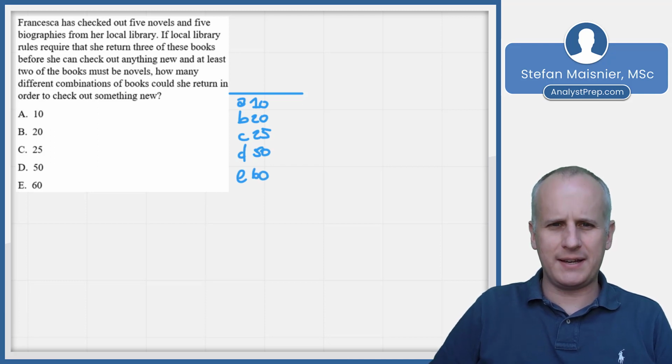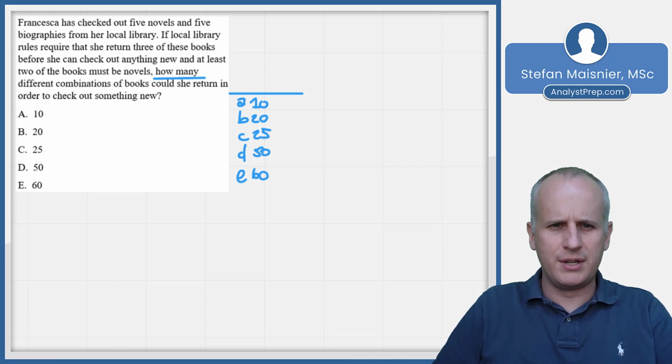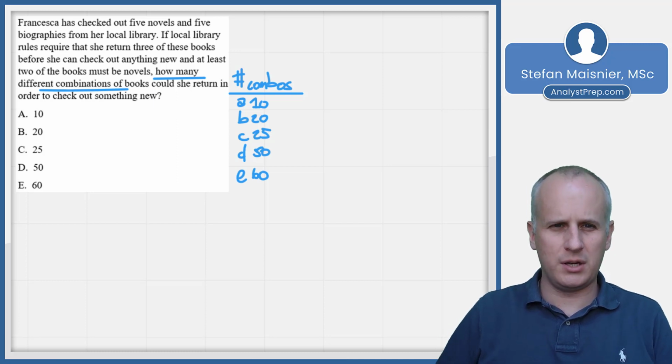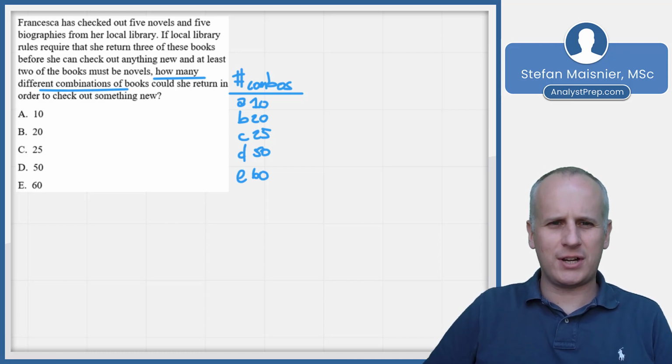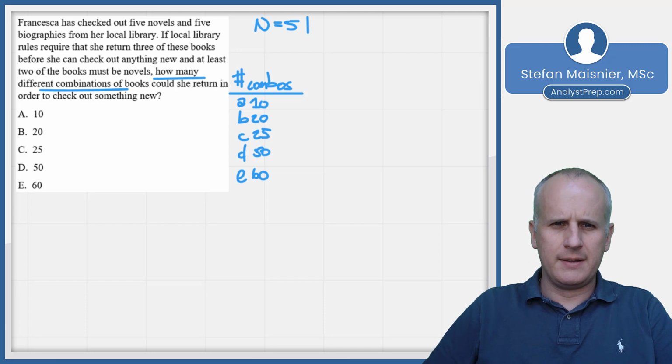Then we skip to the end, and we're being asked how many different combinations of books could she return in order to check out something new. So I'm just going to write number of combos as shorthand. So then we'll just take notes as we go. So Francesca has checked out 5 novels, so we'll just say N is going to be equal to 5. And 5 biographies, so B is going to be equal to 5 as well.